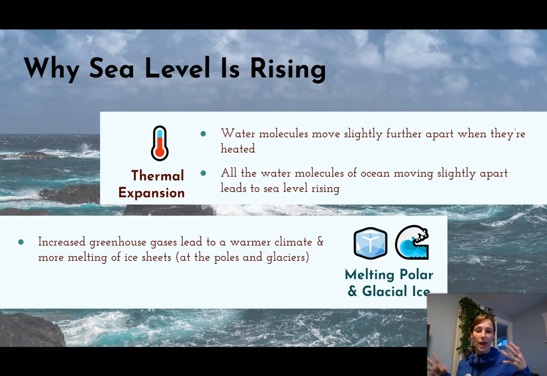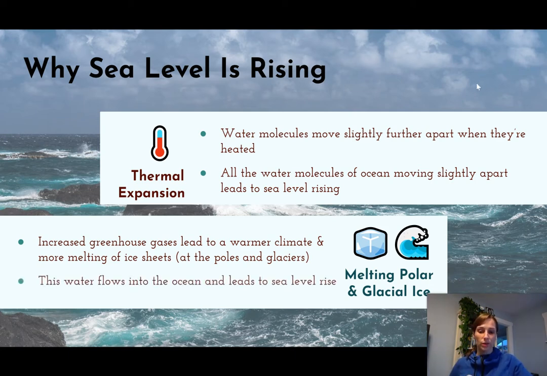The other side of this is the melting polar and glacial ice. At the poles, we have this ice because it's cold, but as things get warmer, we're going to have more melting of these ice sheets at the poles and also in glaciers. This water is going to flow into the ocean and lead to sea level rise. So between thermal expansion and melting ice, we get increased sea levels due to this warming climate from greenhouse gases, where we're releasing more greenhouse gases, trapping more of that heat or radiating it back, and therefore the temperature increases.